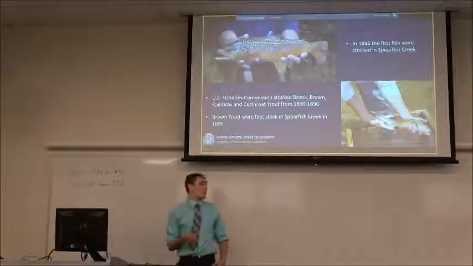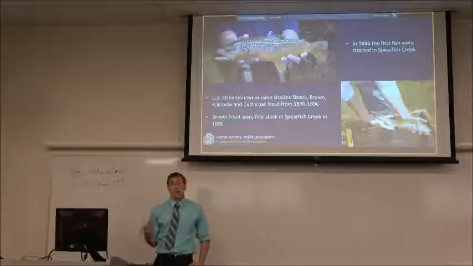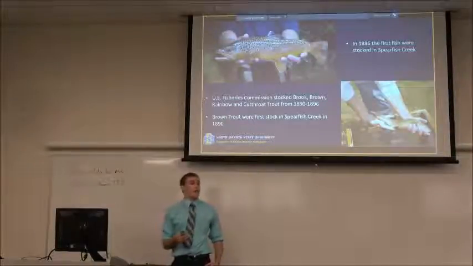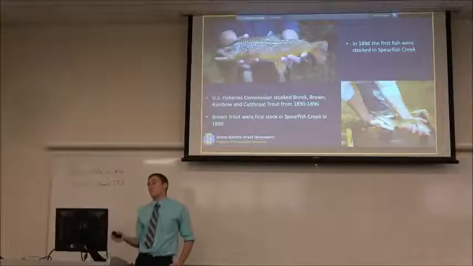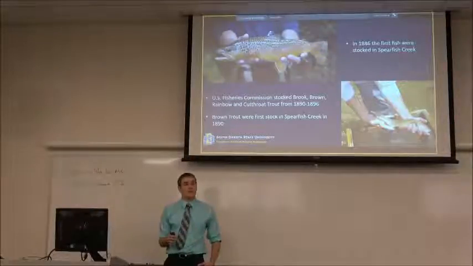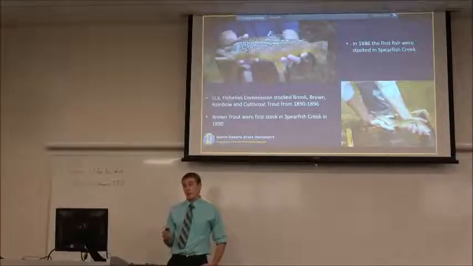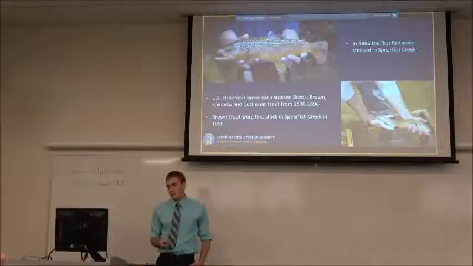The U.S. Fisheries Commission stocked rainbows, brook trout, brown trout, and cutthroat through 1890 to 1896. And the first brown trout were stocked within the creek in 1890. So this was only 7 years after brown trout were brought over from Germany. So soon after brown trout entered America, they were being stocked within Spearfish Creek and the Black Hills.